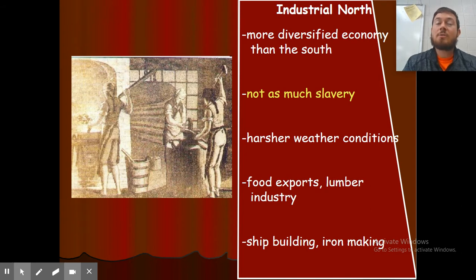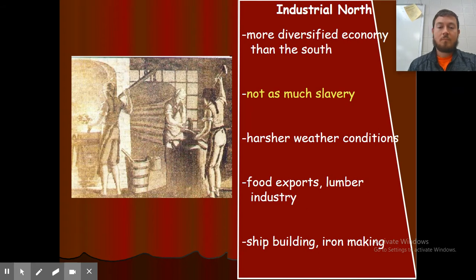There were harsher weather conditions, which also played into part of the reason why they diversified, because they didn't have the ability to grow the things that the South did. Food exports, lumber, and industry were some of their things. One of the things the North was really big into was shipbuilding and iron making.